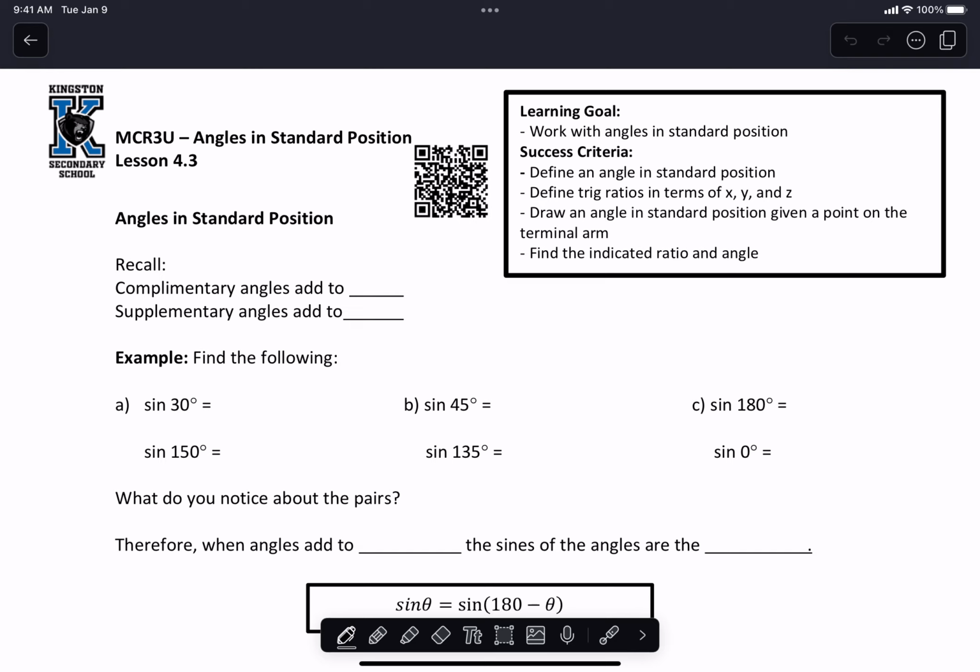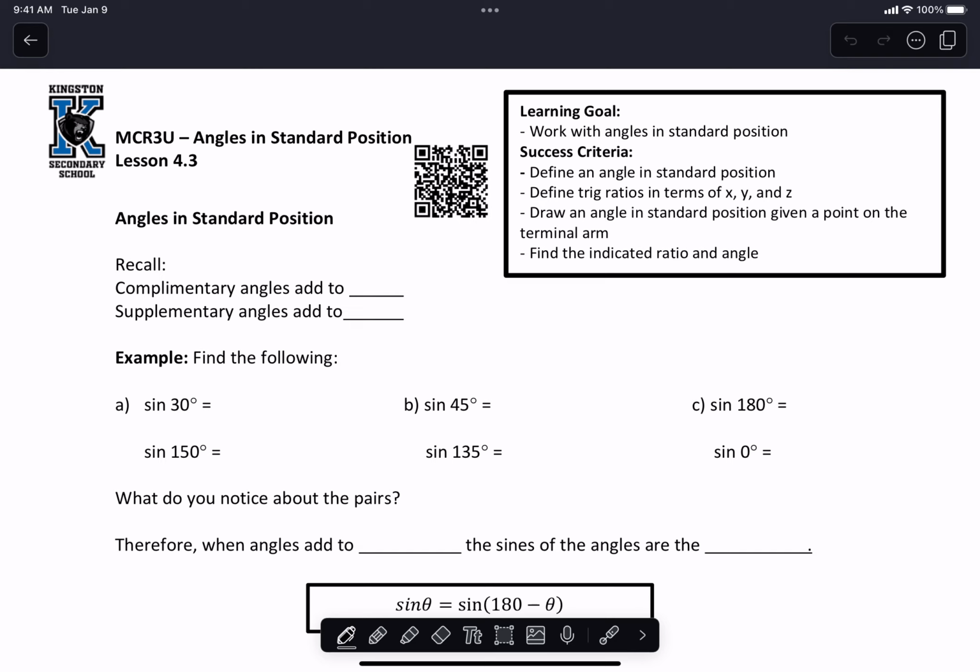Okay, so today is a precursor to something that we're gonna do tomorrow. Tomorrow we're gonna explain why we get the answers that we do down here. But for today, you're just gonna type them into your calculator and see what you get. Right? So just recalling some things from last year.